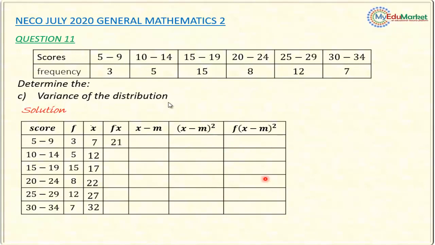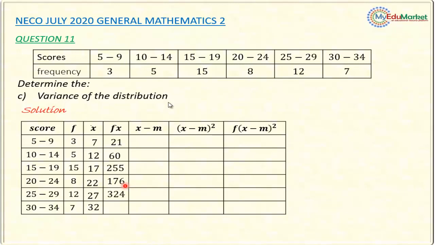So I continue. Next is fx bar, that is f times x bar. I'm going to take each x multiplied by its corresponding f. So 7 times 3 is 21. Next will be 12 multiplied by 5 to get 60. Next is 17 multiplied by 15, that result is going to be 255. Next is 22 multiplied by 8, that result is going to be 176. Next is 27 multiplied by 12.